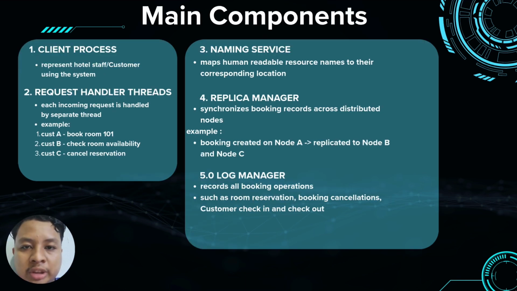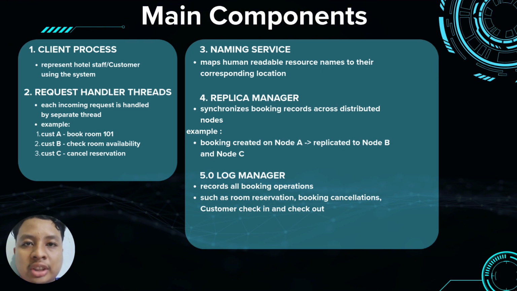This part is about the main components. The first main component is the client process. The client process represents hotel staff or customers that are accessing the system. The function of the process is to search, update room, make reservation, cancel booking, view booking details, and check room availability. Now the second component is the request handler thread.